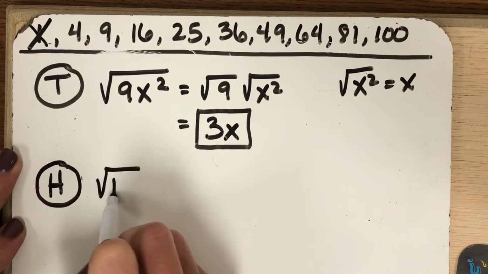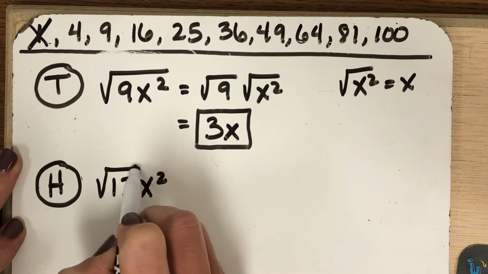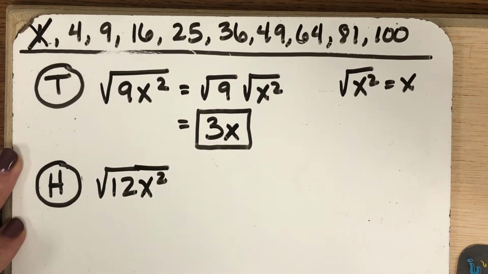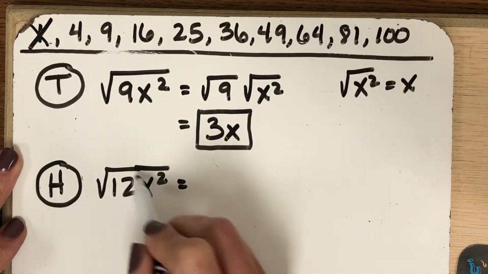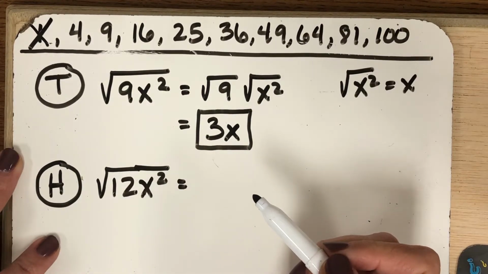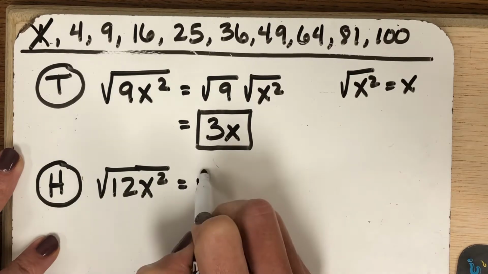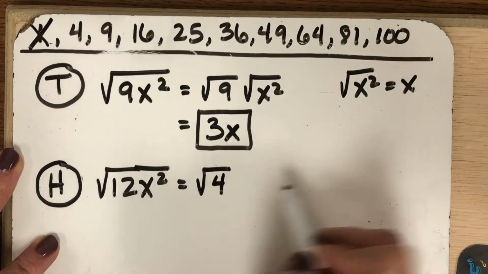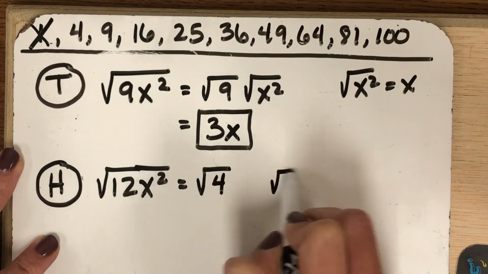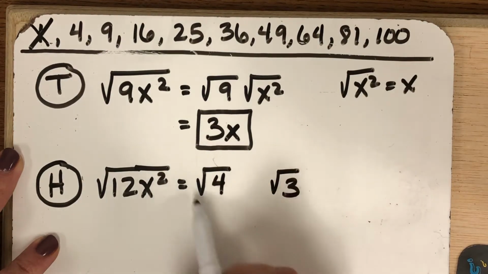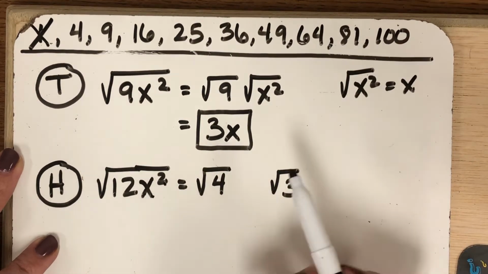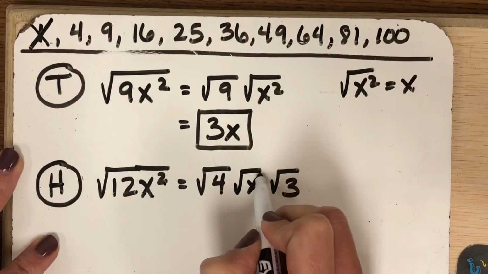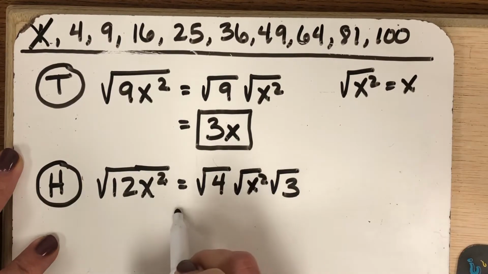Let's go ahead and do H. We have the square root of 12x squared. And again, I like treating my numbers and my variables separately, at least at the beginning. So I'm going to try to simplify the square root of 12. Well, I can break that up into, let's see, square root of 4, and my leftover would be square root of 3. These are my perfect squares that are going to simplify nicely, and then here are my leftovers. And the square root of x squared, that is actually a perfect square, and I have nothing left over. So I'm going to simplify these.